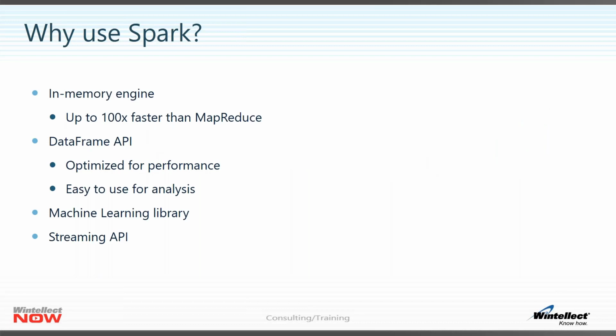A little bit more about why you would want to use Spark. The main thing is it has an in-memory engine. And if you're familiar with Hadoop MapReduce, Spark can be up to 100 times faster than Hadoop MapReduce, because Hadoop MapReduce is more file-based, whereas Spark is in-memory based. And in Spark, you have the DataFrame APIs, which in themselves are optimized for performance. And hopefully you will see in the demos that they are easy to use for analysis.